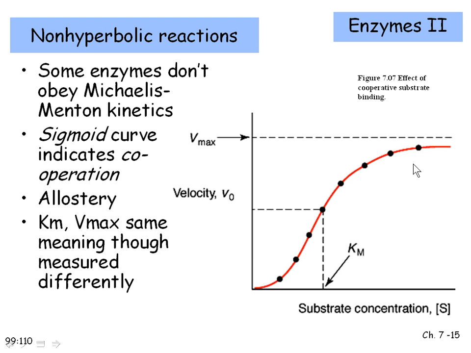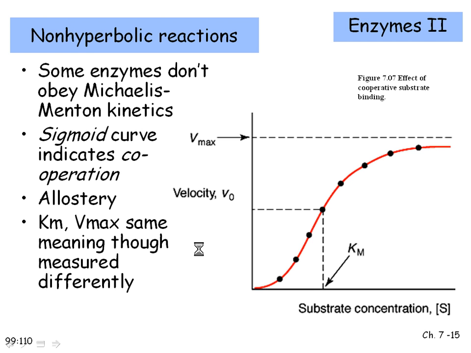But the Vmax meaning is still the same. An enzyme with sigmoidal kinetics can still have a Vmax. That's how fast it'll go when it's saturated. It'll still have a Km, a concentration of substrate that will half saturate it, or how well it binds the substrate.